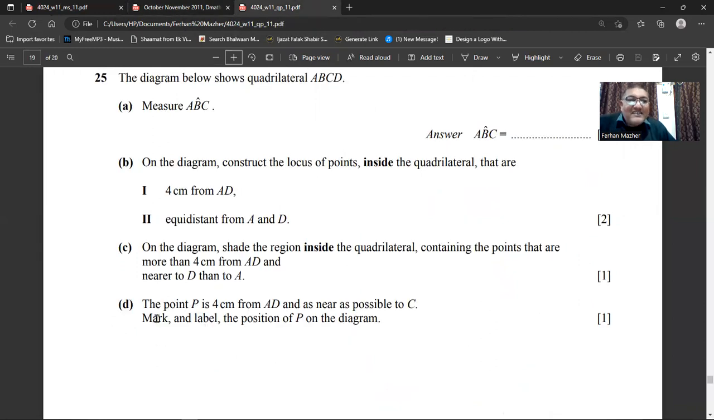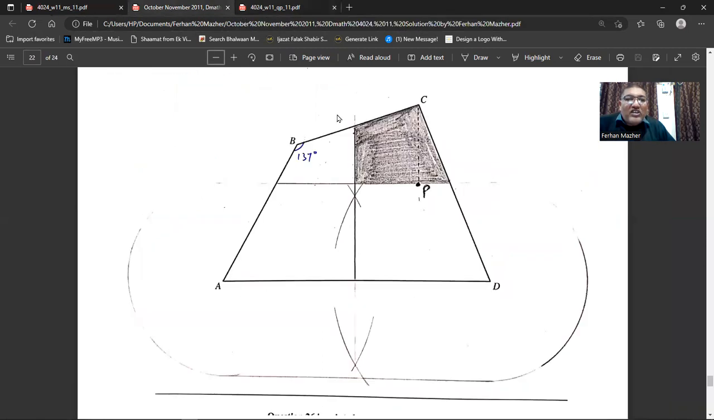And then it says, and nearer to D than to A. So this is the quadrilateral, and you have to remain nearer to D than to A. So this is that area which is to be shaded. You can see I have shaded it.